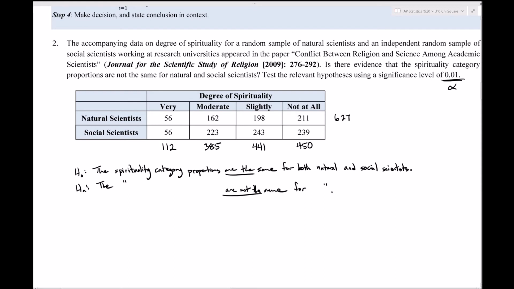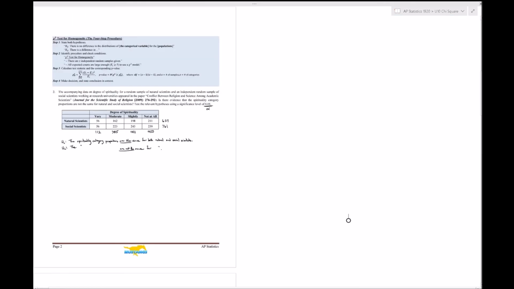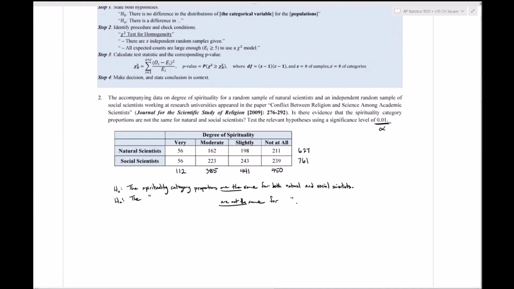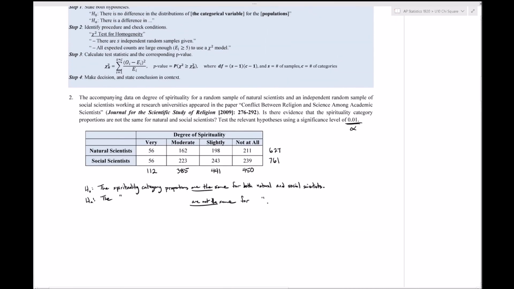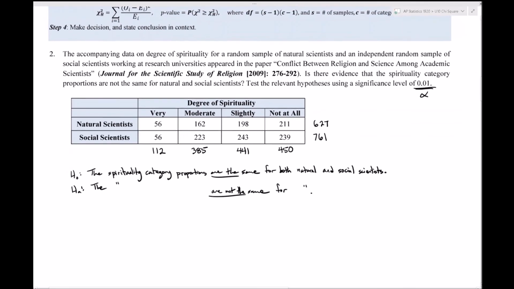And there's several things I could do. I could just do that again for the social scientists. 56, 223, 243, 239, 761. I can't cheat here. They didn't give me a sample size or a combined sample size for either of these. No, they gave me none of that. So they made me work for that all by myself.